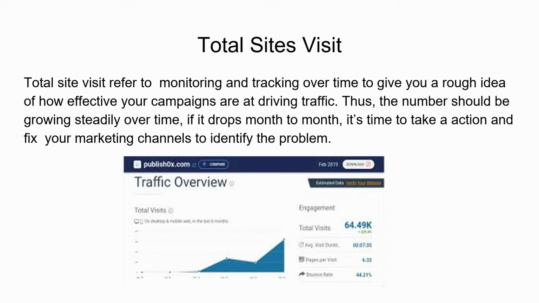Not only that, as you can see in the picture here, the number will be growing steadily over time, but if it drops month to month, it's time to take responsibility or action in order to fix the marketing channel so that people can identify it.